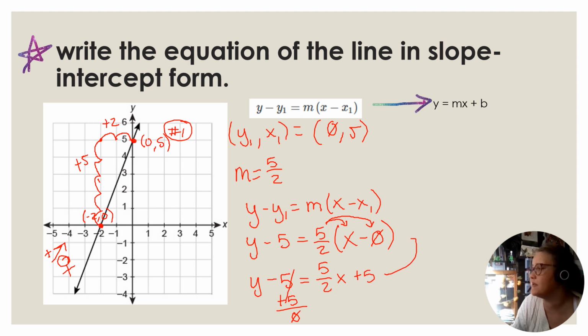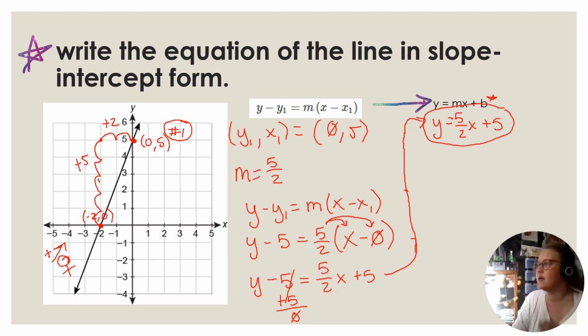Let's rewrite it so it's looking pretty and make sure we are in the right format. So I'm going to go all the way up here to where I see my format written. And I'm left with y equals 5 halves x plus 5. That is our final answer. And can we confirm it? Yes, we can. Let me get my laser pointer out here really quick.